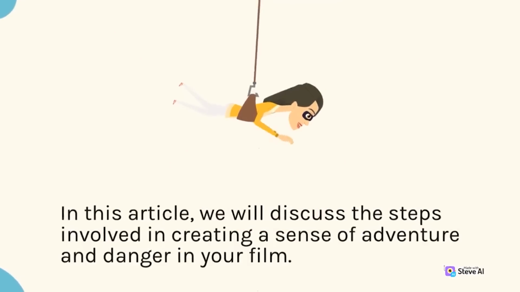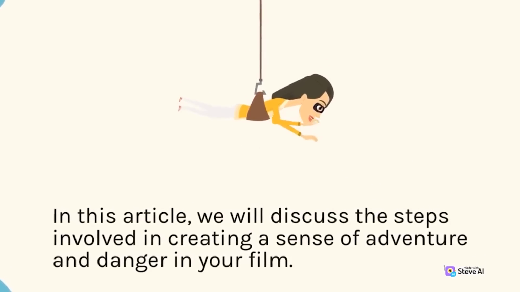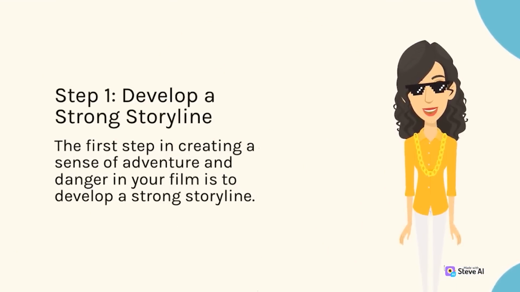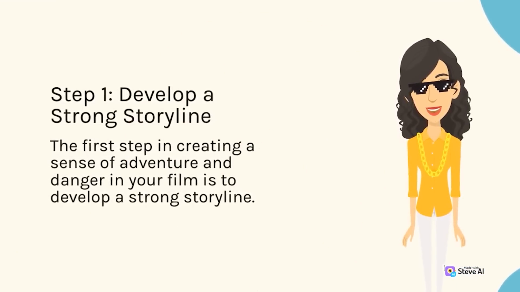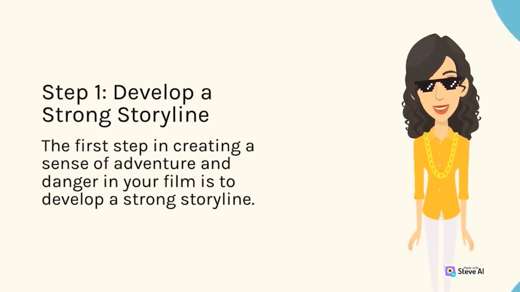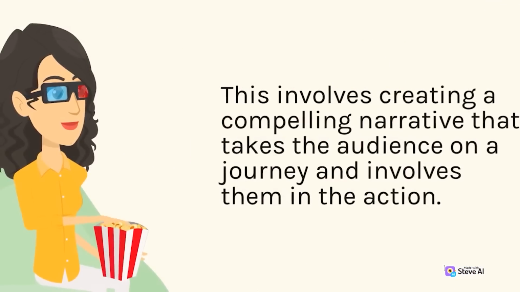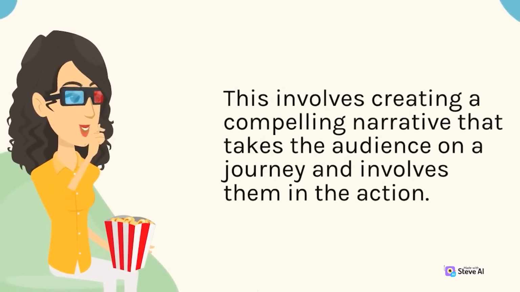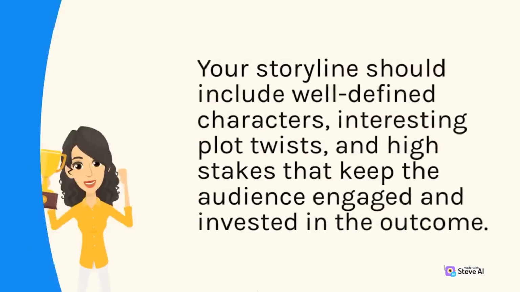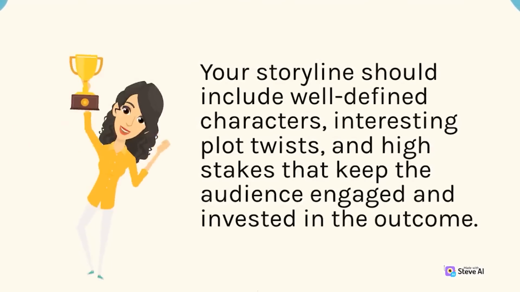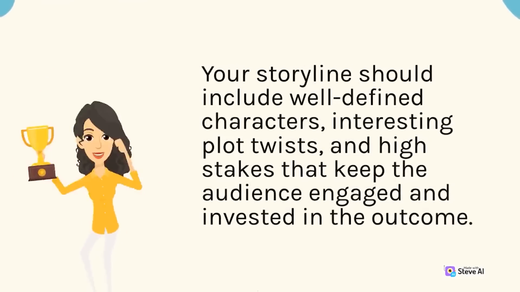In this article, we will discuss the steps involved in creating a sense of adventure and danger in your film. Step 1. Develop a strong storyline. The first step in creating a sense of adventure and danger in your film is to develop a strong storyline. This involves creating a compelling narrative that takes the audience on a journey and involves them in the action. Your storyline should include well-defined characters, interesting plot twists, and high stakes that keep the audience engaged and invested in the outcome.